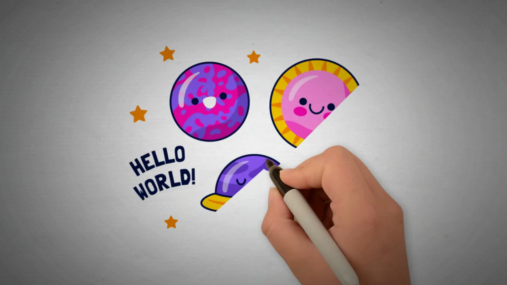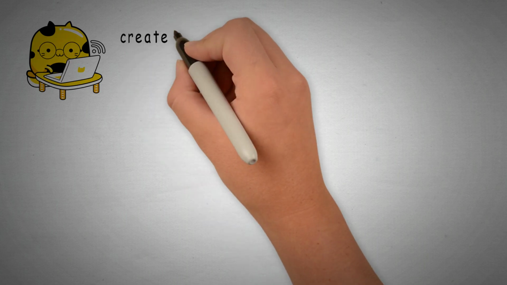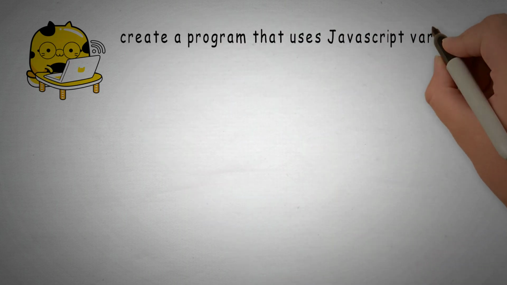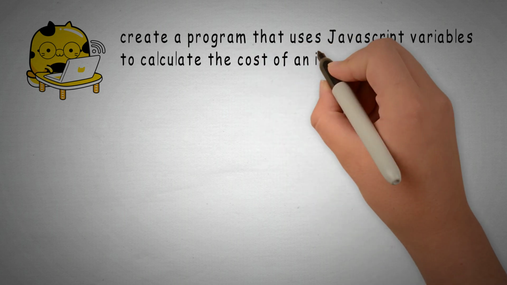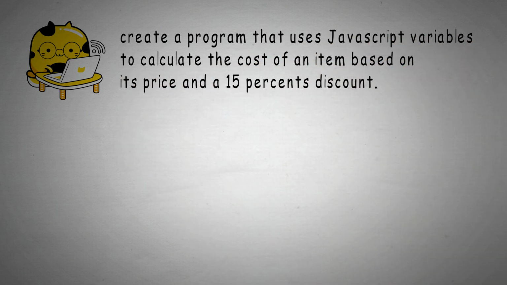Hey everyone! Let's jump to the last assignment from the previous video. Create a program that uses JavaScript variables to calculate the cost of an item based on its price and a 15% discount. First, we need to create the variable to store the price of the item.